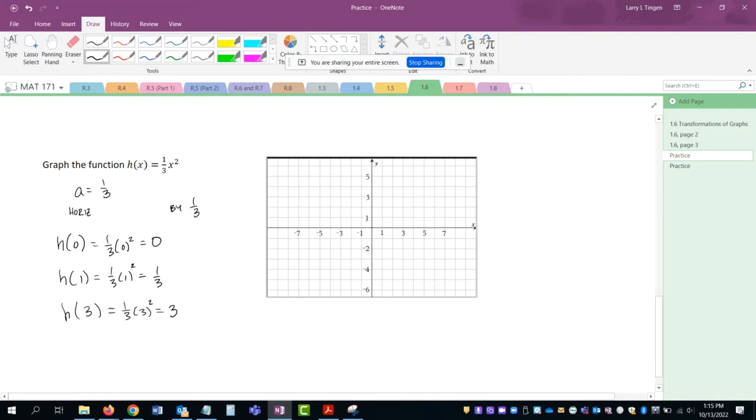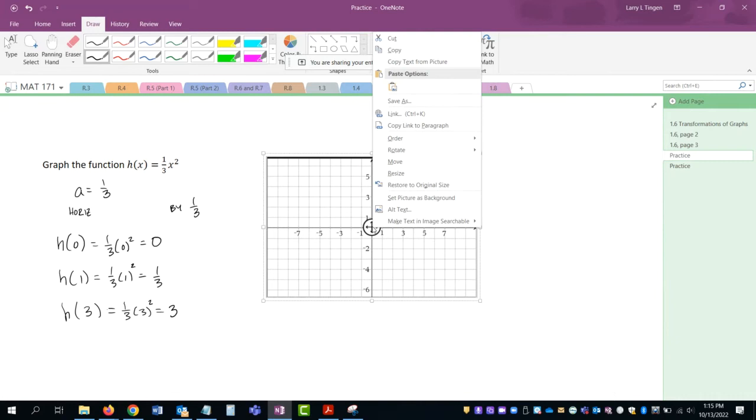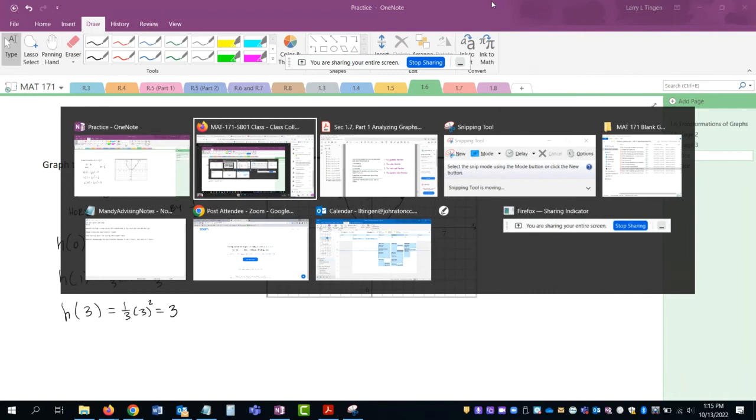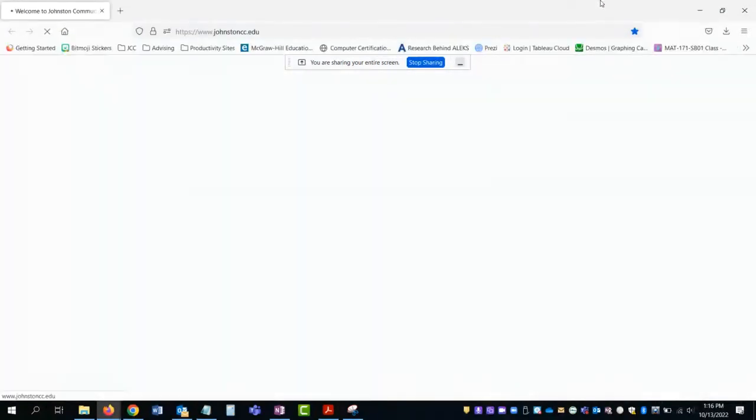So at 0, 0, I'm fine. At 1, 1/3, I'm fine. But then at 3, I'm at 3. So I look like this. Okay. If I want to do it justice, let's try to do that.